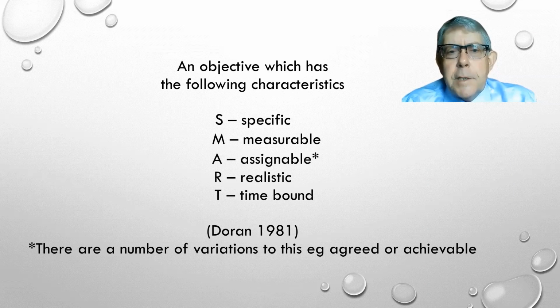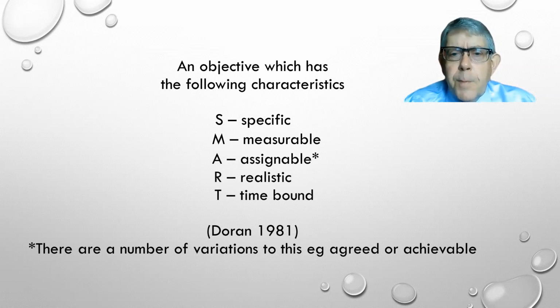Well, it's an objective that has the following characteristics. It needs to be specific. That means absolutely clear and unambiguous. It also needs to be measurable. You've got to be able to put numbers on it. It needs to be assignable, which means you need to identify the people who are responsible for its achievement.